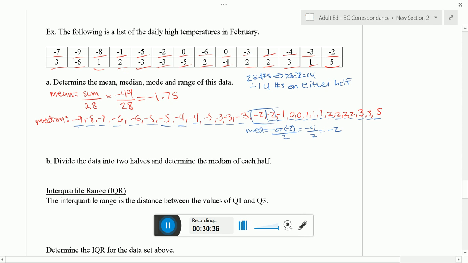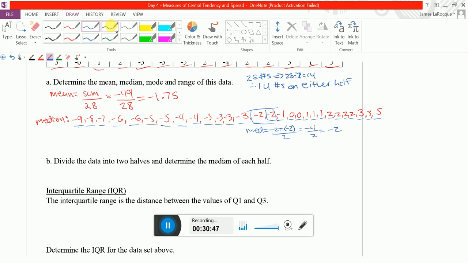When those numbers are the same, you don't really need to do that step. When the two numbers in the middle are the same, those are the median. Whatever that number is, that is the median.